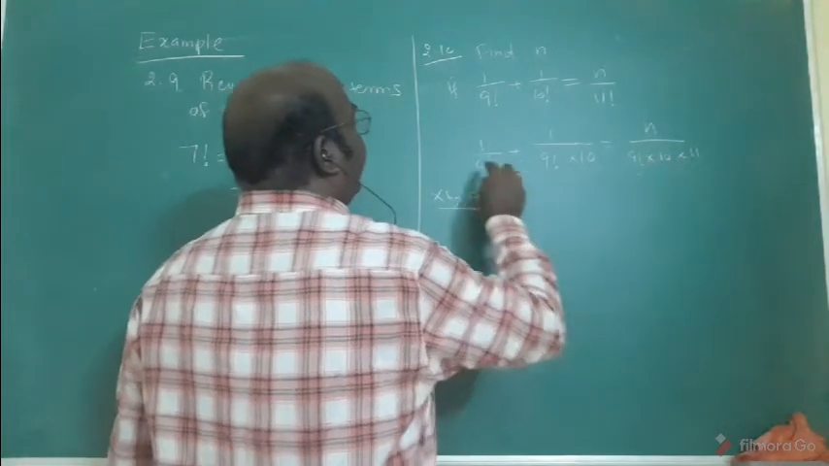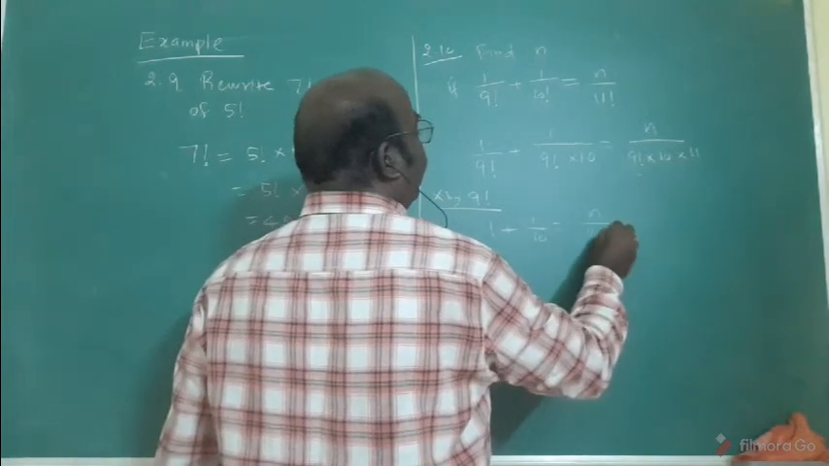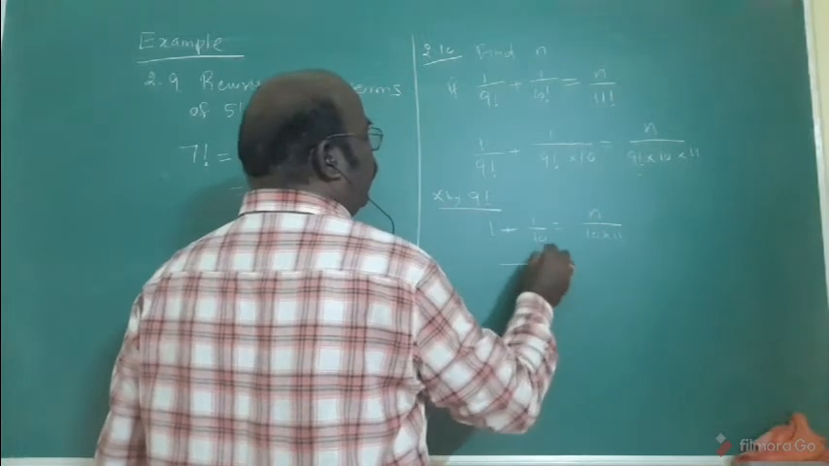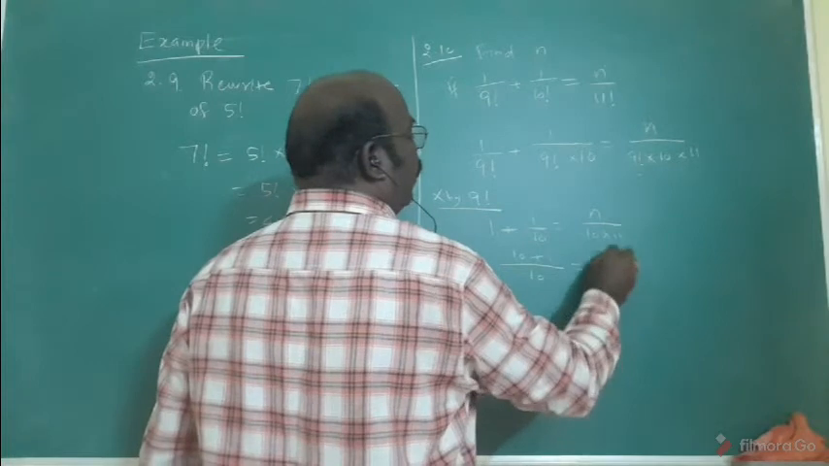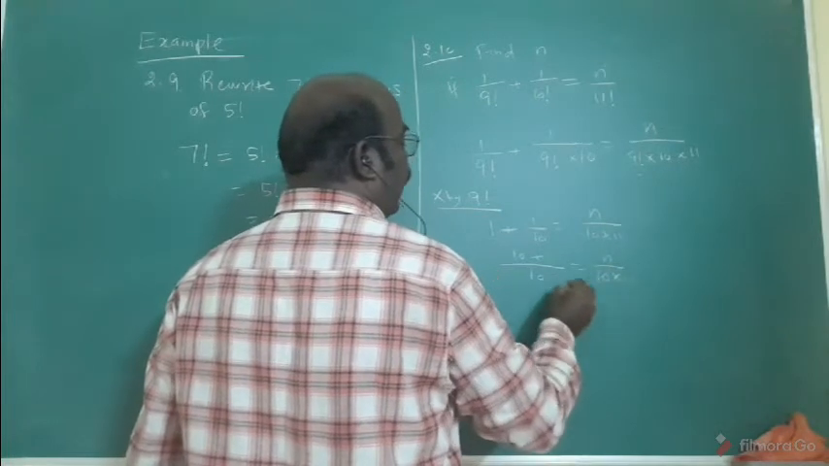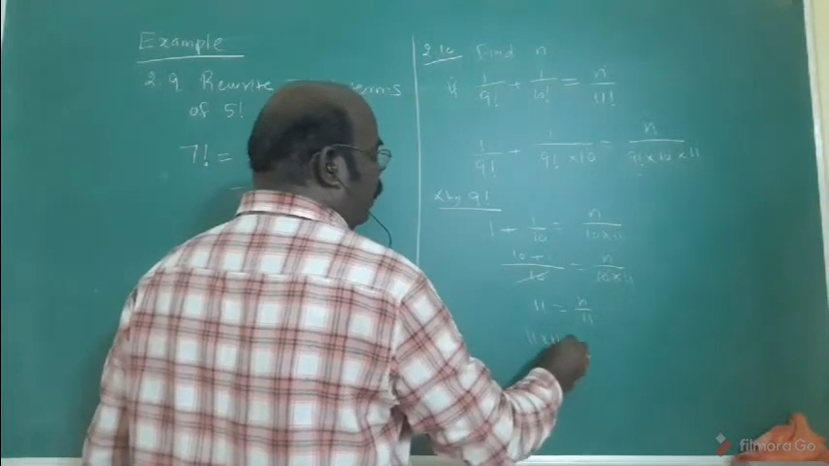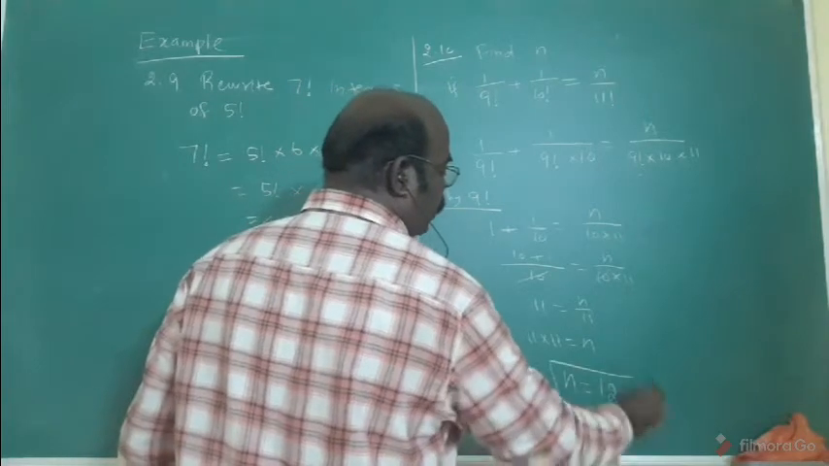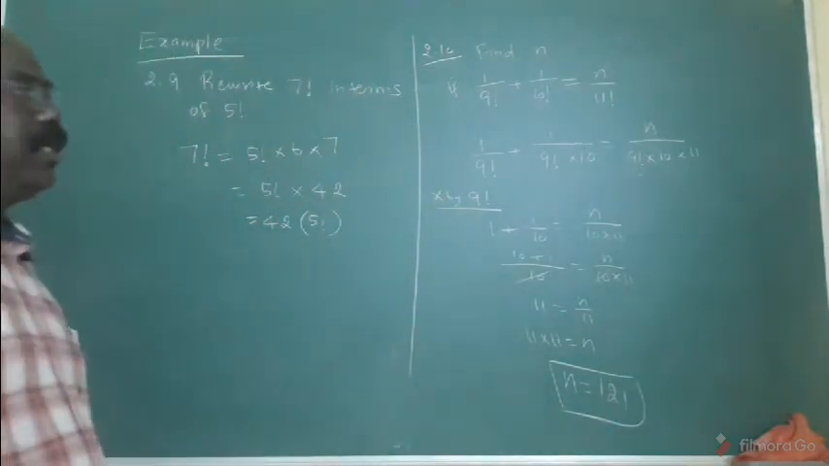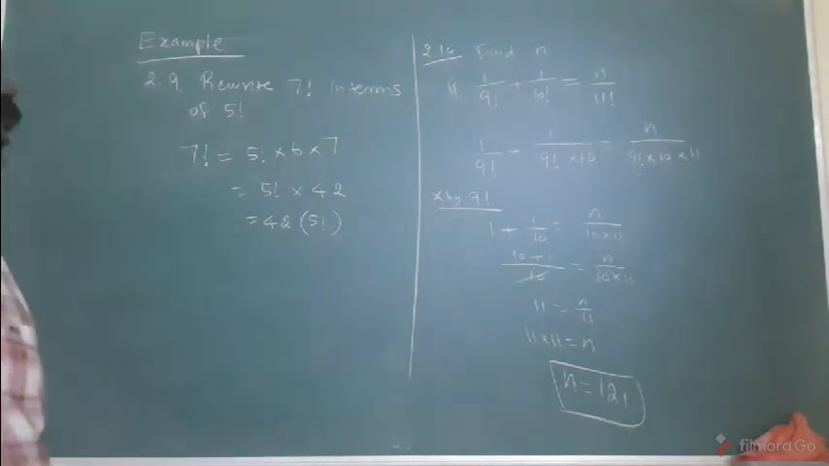After all 9 factorial cancel, you get the answer: 1 here, 1 by 10 here, n by 10 into 11. Am I right? Now 10 is the LCM. 10 ones are 10 plus 1 equals 10 by n by 10 into 11. This 10 will cancel. Now 11 equals n by 11. Cross multiply: 11 into 11 equals n. Now n equals 121. This is the answer. About 2 more questions, very simple concept. By using the factorial idea, we get the answer. That's all.